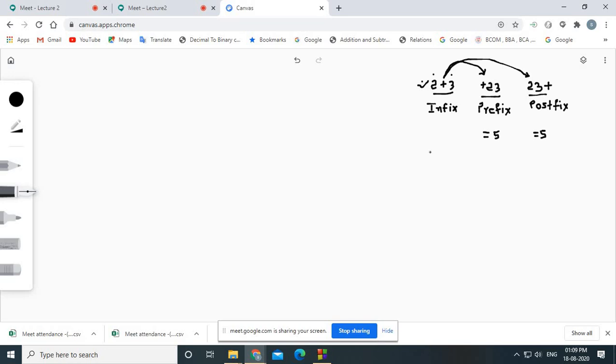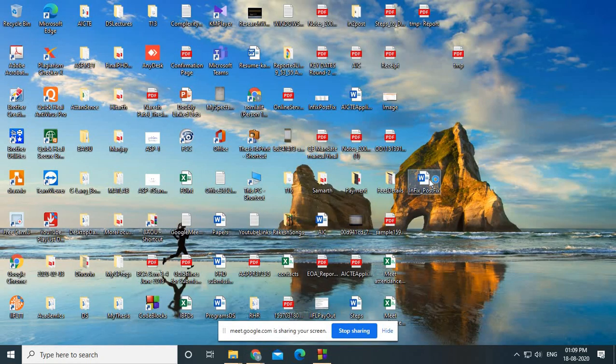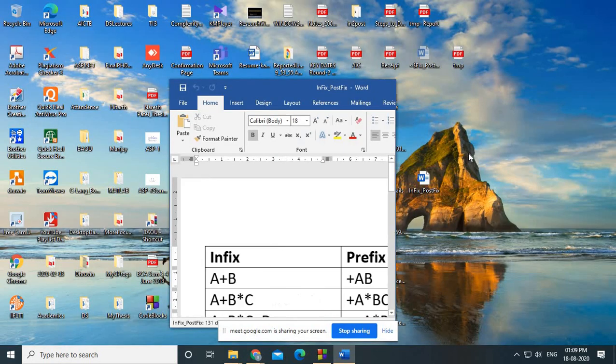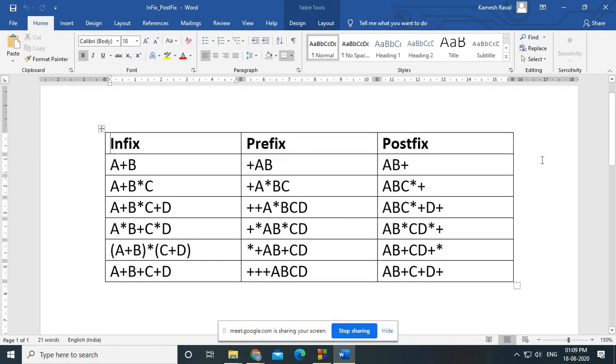Okay, so first we just need to learn how we can convert any infix expression into a prefix or postfix. So we have started with a number of examples. I think one or two examples we have already discussed, and the rest of the examples I have given you as homework, right? So for example, this is a plus b. This is a simple expression, and we need to convert it into either prefix or postfix.